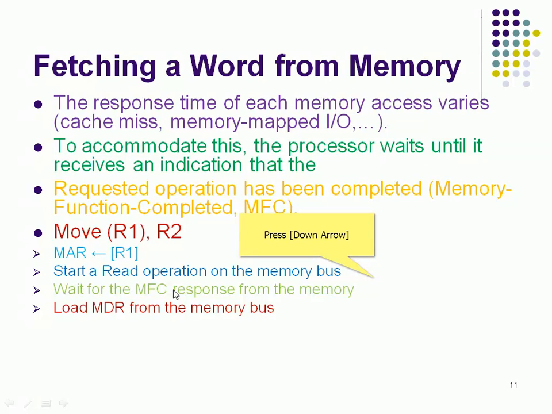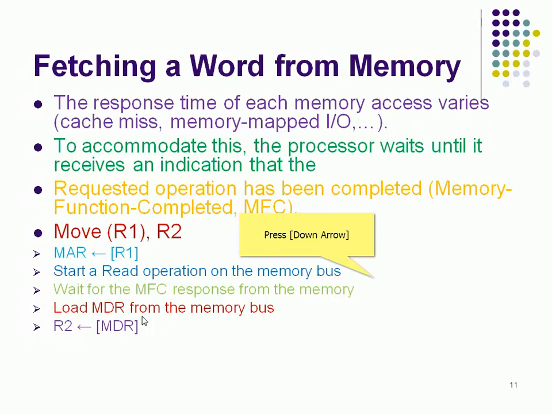Load MDR. After reading that data, we have to load it from the external memory bus to the MDR. So the R2 will receive that from the MDR. The intention behind this is: move the contents of (R1) to R2, right? So that is a memory read operation. Since it is a memory read operation, there is a sequence we need to follow. R1 has to be copied to the MAR.